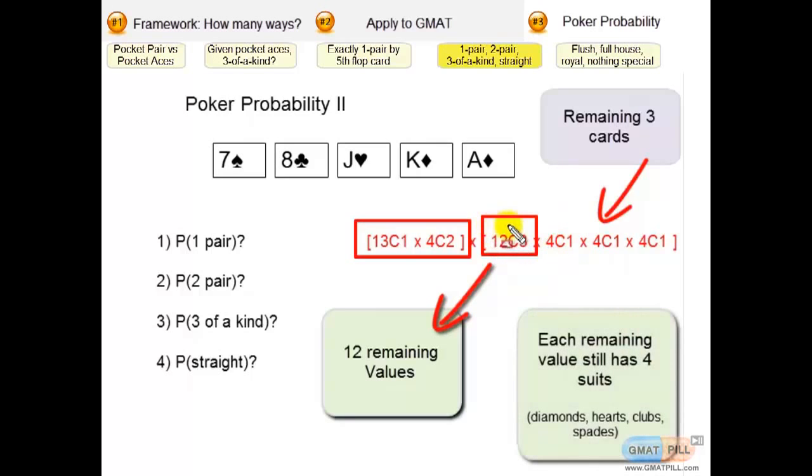Then for each of those unique cards, we want to choose the different suit variations for it. So the first card can have 4 suit variations, the second card can have 4 suit variations, and the third can have 4 suit variations. So these 2 together will find the number of ways that we can vary those 3 other cards.